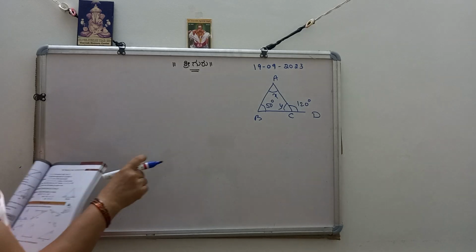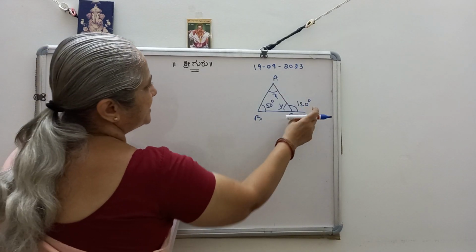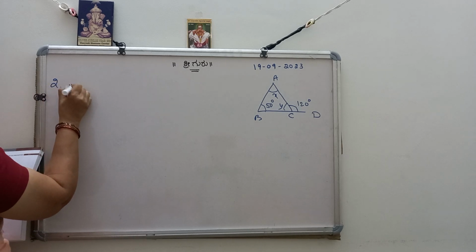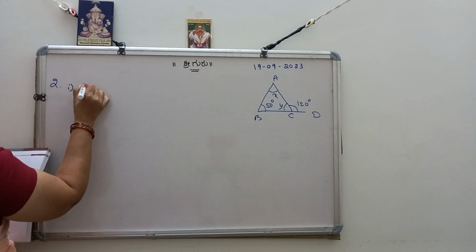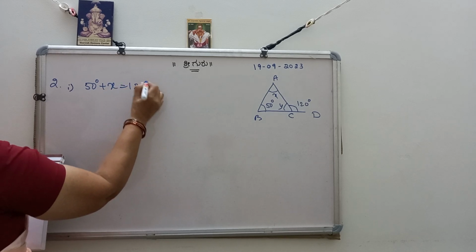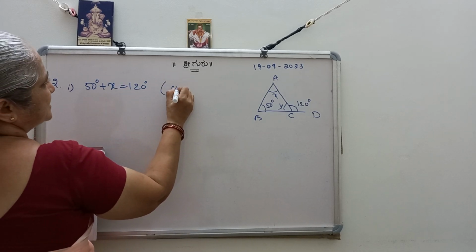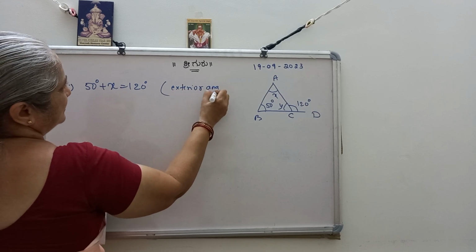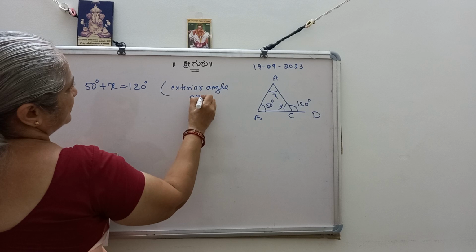Here in this triangle, exterior angle ACD is given. Using exterior angle property, we should write 50 degrees plus x is equal to 180 degrees. Exterior angle property.